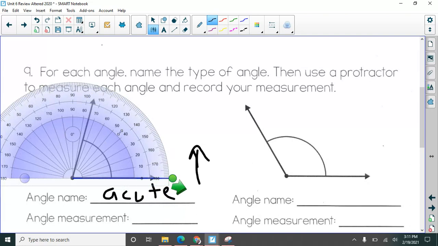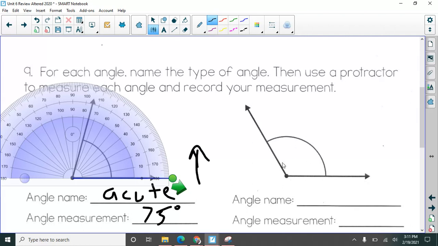All right, now I'm going to look at my choices, 50, 60, 70. So it's either 75 or 105. Which of those numbers is correct? It is 75. How do I know it's not 105? Because that would be an obtuse angle. Okay, 75 is the measurement of an acute angle, which is why we always start by thinking about that.